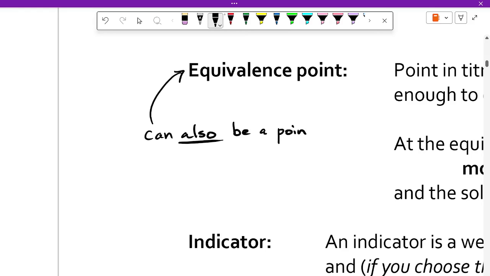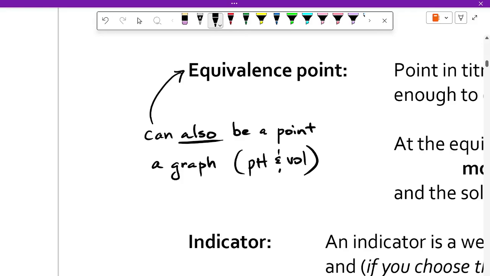It doesn't have to be. Have we done any graphing so far? Have we done stuff with equivalence points? Yeah. Okay, so it doesn't have to be, but it can also be a point on a graph. And that's going to be a graph of pH and volume. This will all make more sense when I show you the diagrams.